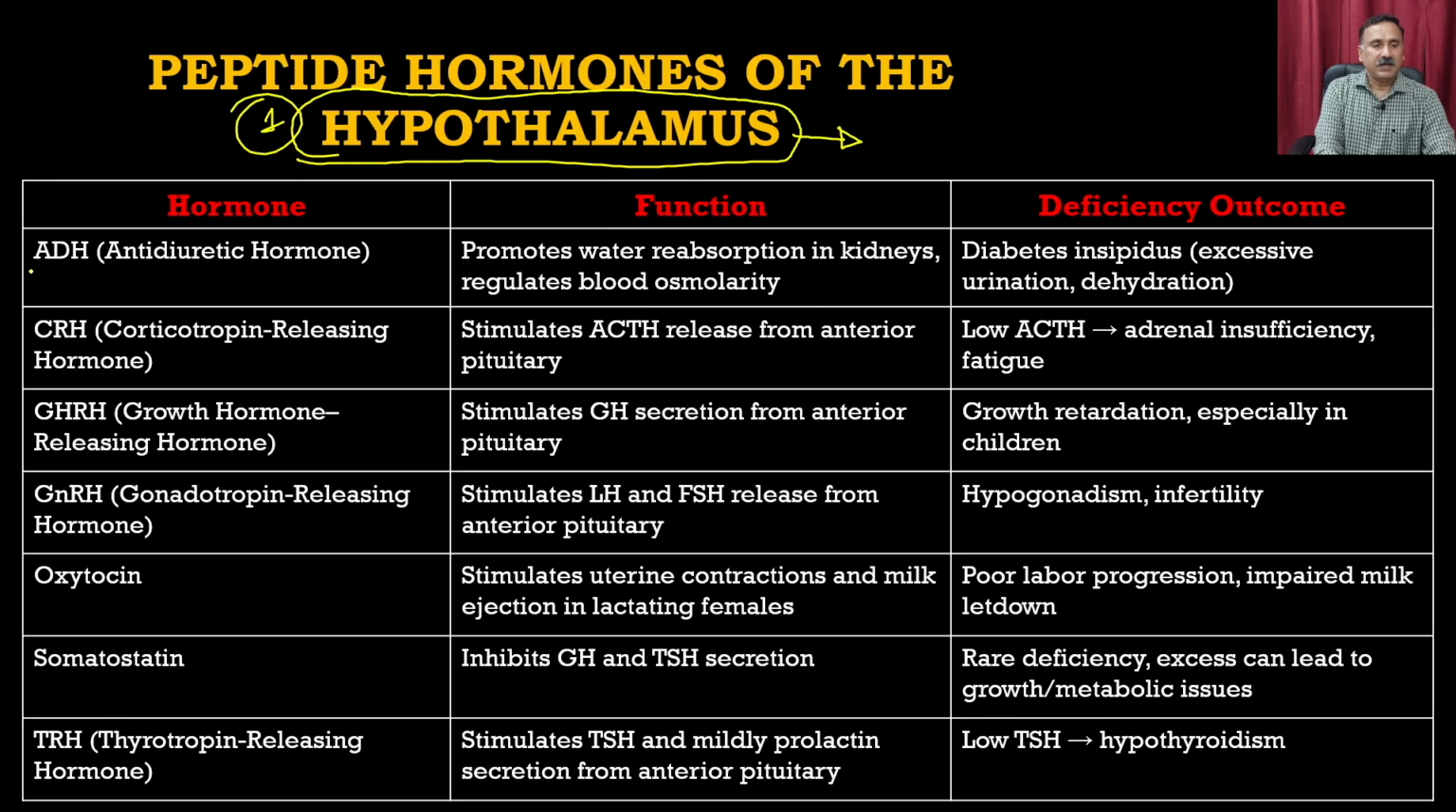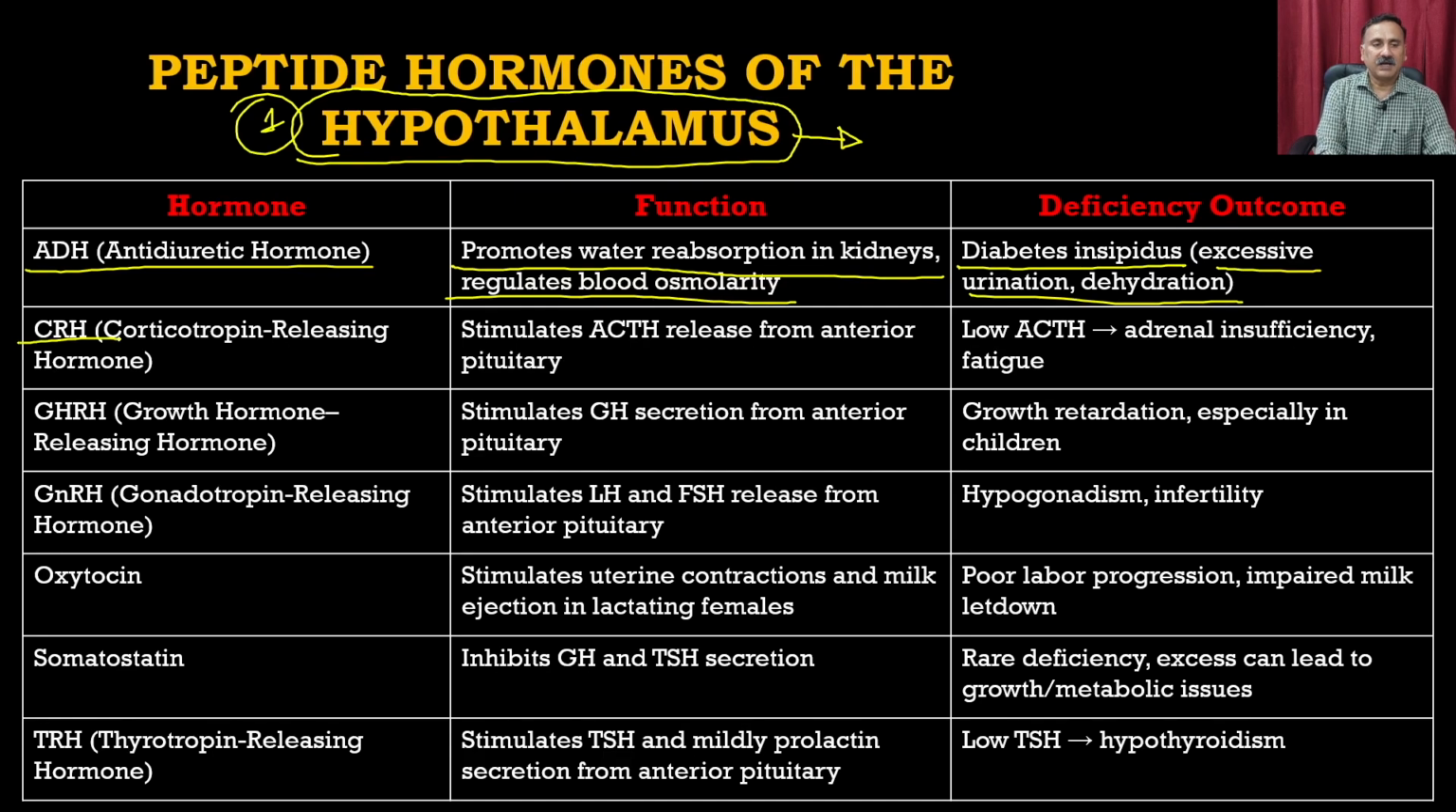One is antidiuretic hormone, or ADH. What is the function of ADH? It promotes water reabsorption in the kidney and regulates blood osmolarity. If there is a deficiency of this hormone, the person is going to develop diabetes insipidus, where you have excessive urination and dehydration.